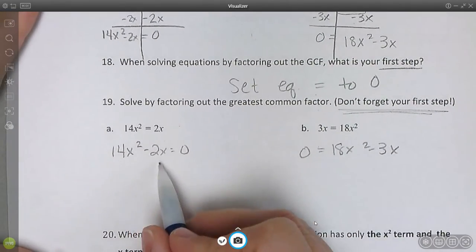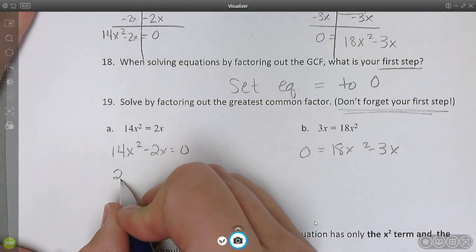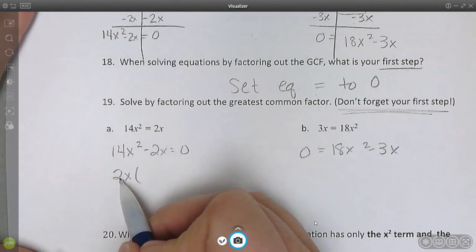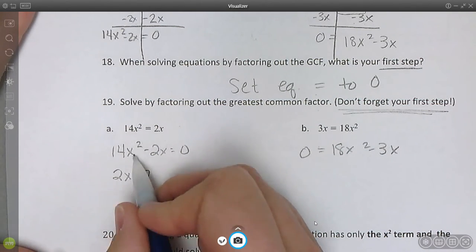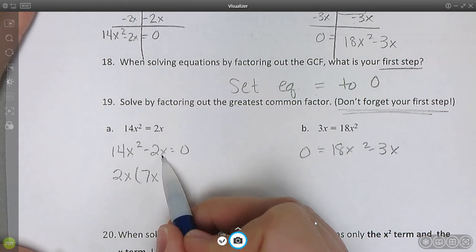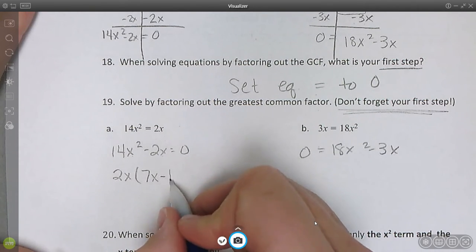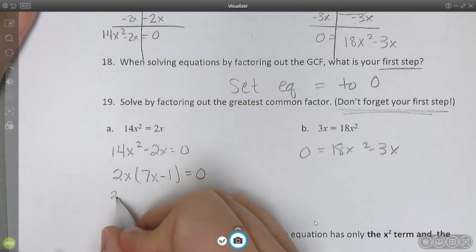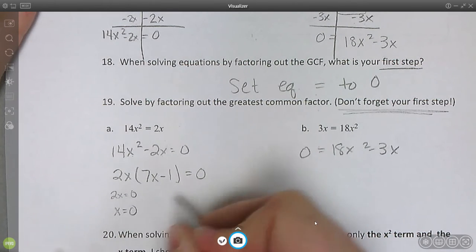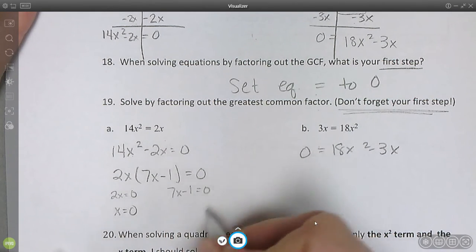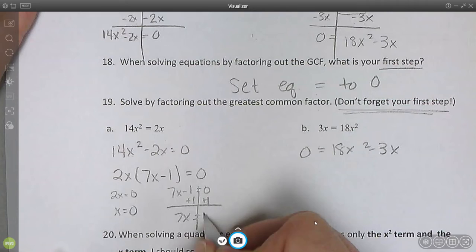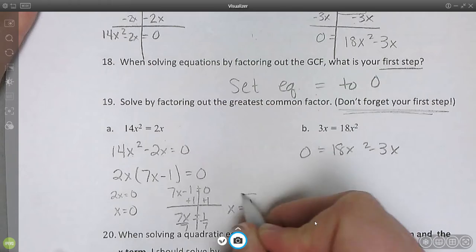So let's see here. Take out our greatest common factor. So you have 2, and then x. If I take 2 out of 14, you're left with 7. If I take x out of x squared, you have x. If I take 2x out of 2x, you're left with 1. So that equals 0. Set each of these equal to 0. So 2x equals 0. You get x equals 0. 7x minus 1 equals 0. We're going to add 1 to both sides. Get 7x equals 1. Divide both sides by 7. You get x equals 1/7.